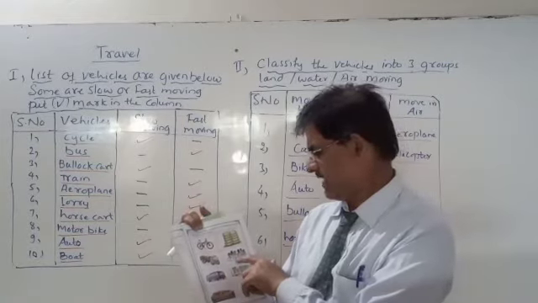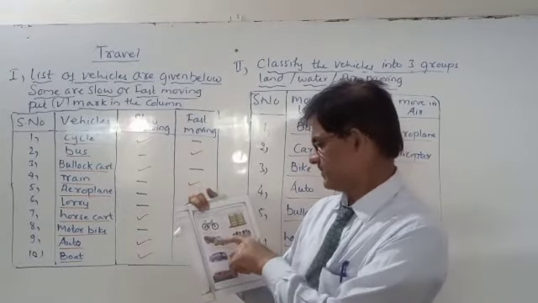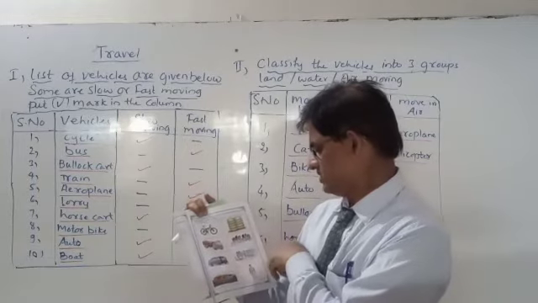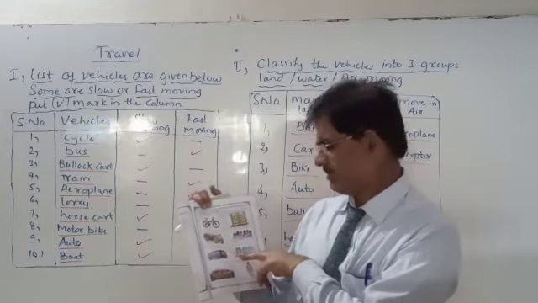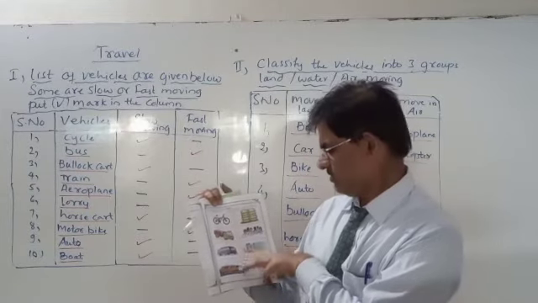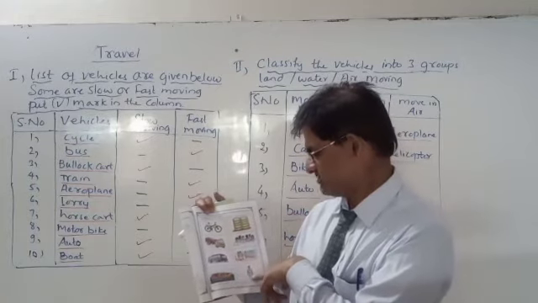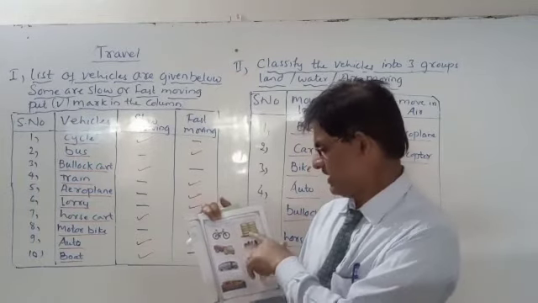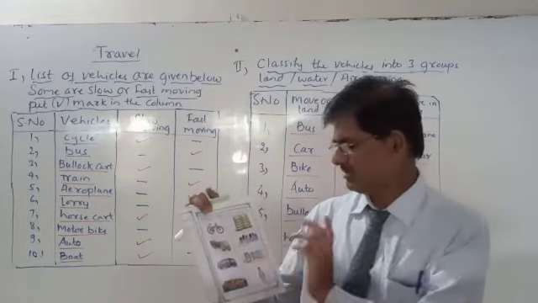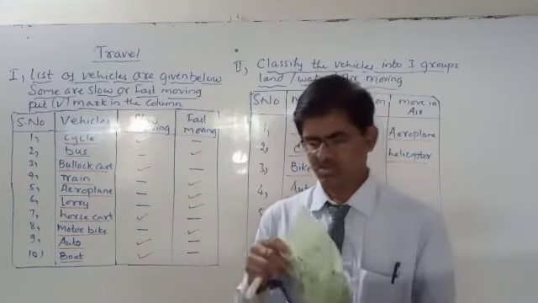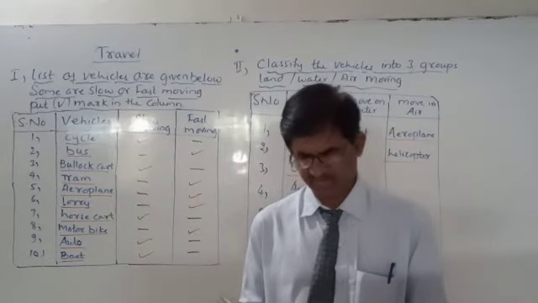Bus is on the land, truck and lorry are also on the land, and bicycle is on the land. So only the boat moves on water. Bicycle is for one person, lorry carries luggage, bus carries a large number of people, boat carries only a few people. So mark it.